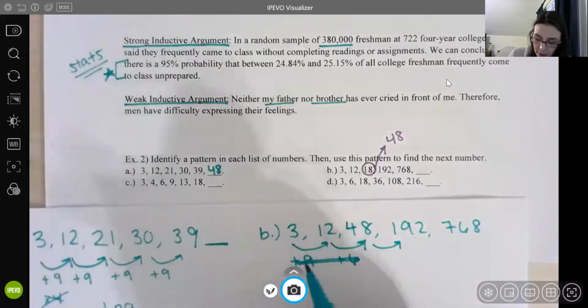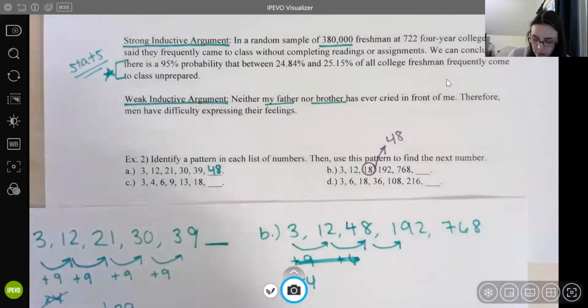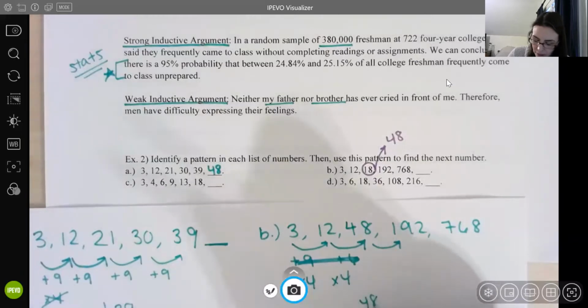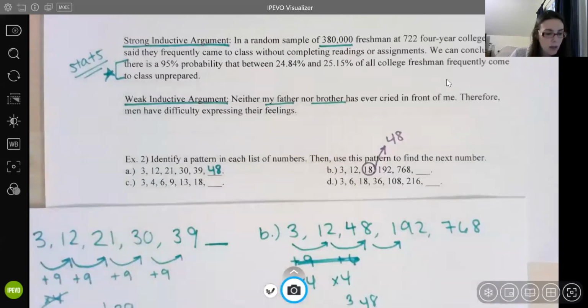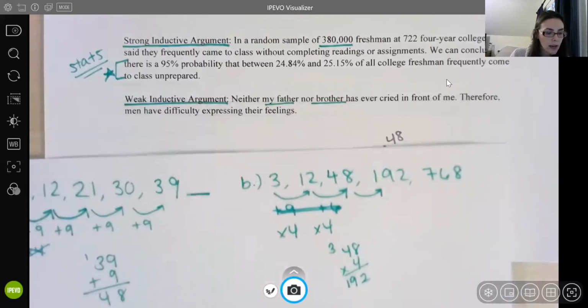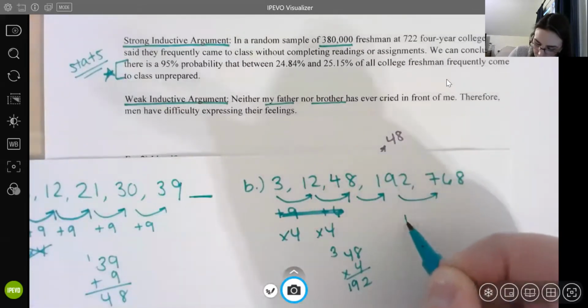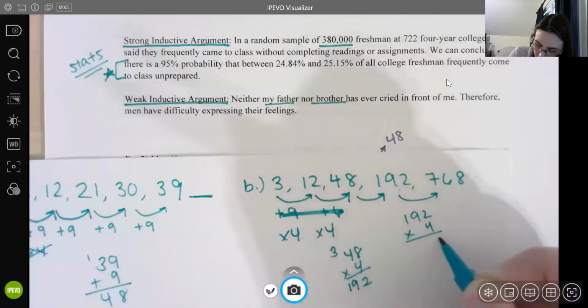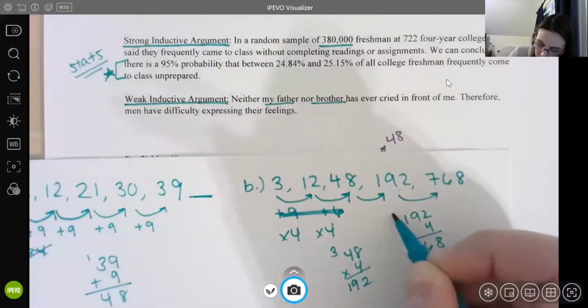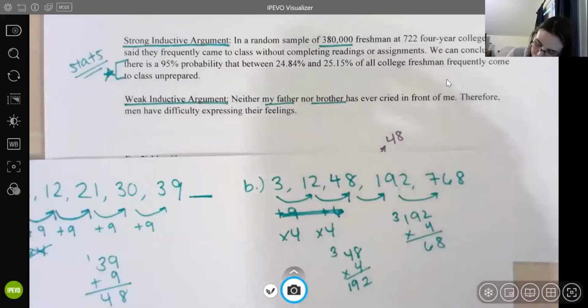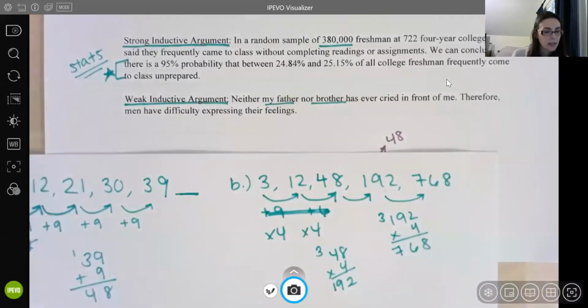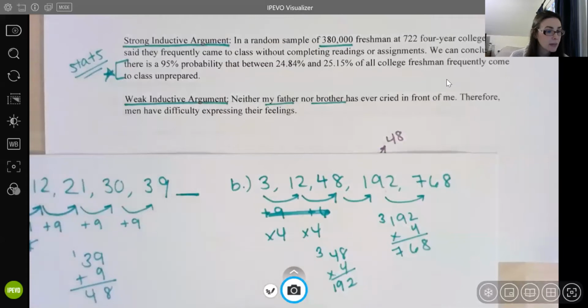But let's try multiplying. This is ×4. So 3 times 4 is 12. 12 times 4 is 48. If I check 48 times 4, I get 192, so that seems to check. If I check this times 4, I do get 768, so that ×4 pattern seems to be the one that's working here.